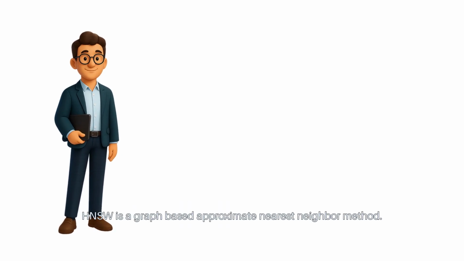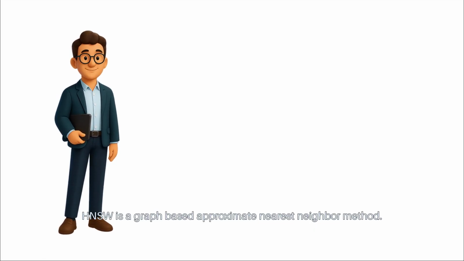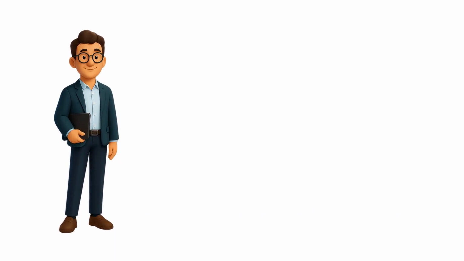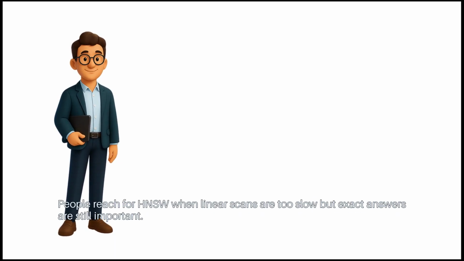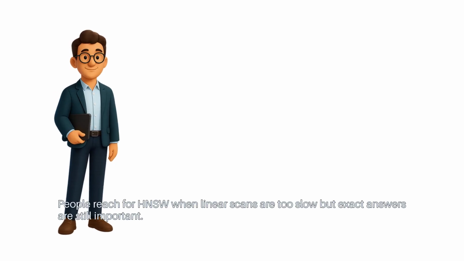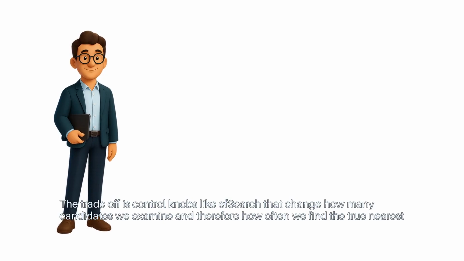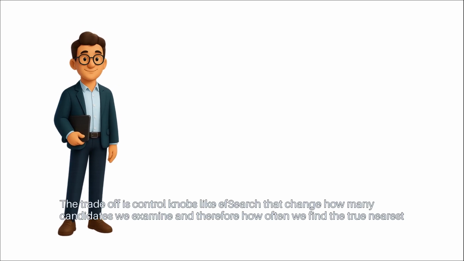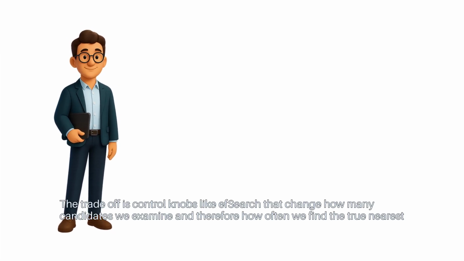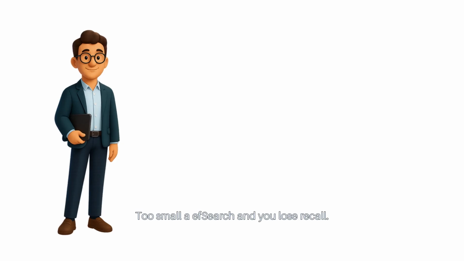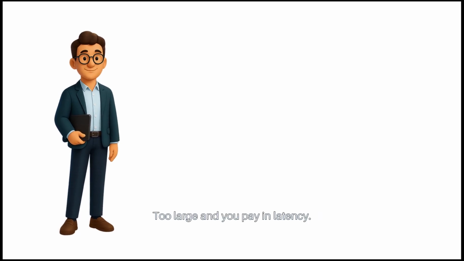HNSW is a graph-based approximate nearest neighbor method. It is popular because it finds good nearest neighbors fast on large vector collections. People reach for HNSW when linear scans are too slow but exact answers are still important. The trade-off is control knobs like efSearch that change how many candidates we examine and therefore how often we find the true nearest neighbors. Too small an efSearch and you lose recall. Too large and you pay in latency.